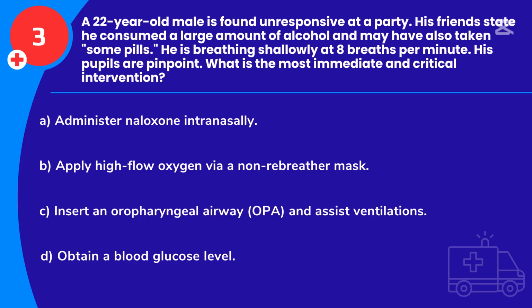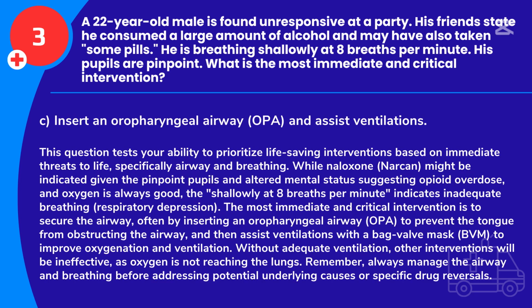A. Administer naloxone intranasally. B. Apply high-flow oxygen via a non-rebreather mask. C. Insert an oropharyngeal airway, OPA, and assist ventilations. D. Obtain a blood glucose level. Answer: C. Insert an oropharyngeal airway, OPA, and assist ventilations.